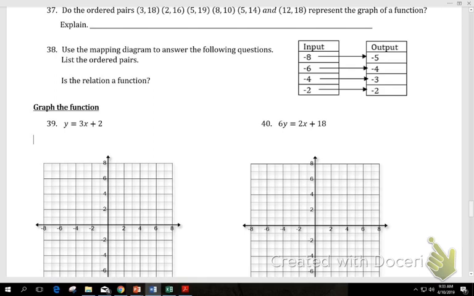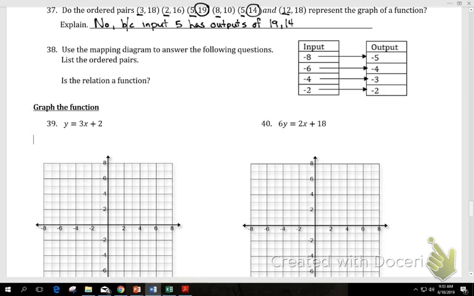As you're underlining them, do any of them repeat? So I go 3, 2, 5, 8, 5, and 12. Which one repeats? 5. So there's my first red flag. If I see an input value repeat, the output values have to be the same in both ordered pairs. Are they the same? Nope. One is 19 and one is 14. So it is not a function, because the input 5 has outputs of 19 and 14.